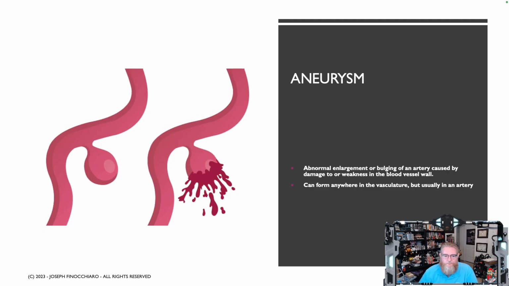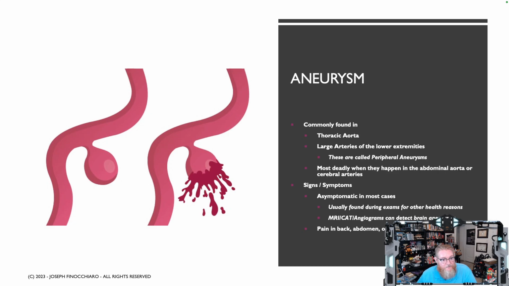Aneurysms are abnormal enlargements or bulging of an artery caused by damage to or weakness in the blood vessel wall. These can form anywhere in the vasculature, but usually in an artery. They are commonly found in the thoracic aorta and the large arteries of the lower extremities. These are called peripheral aneurysms if they are found in the lower extremities. They are most deadly when they happen in the abdominal aorta or cerebral arteries.